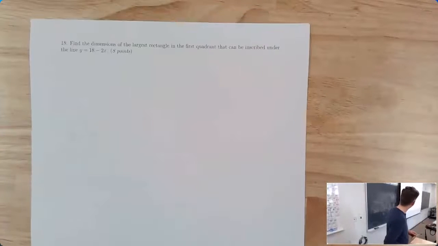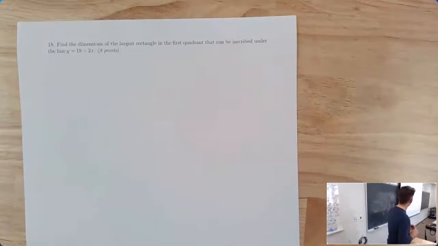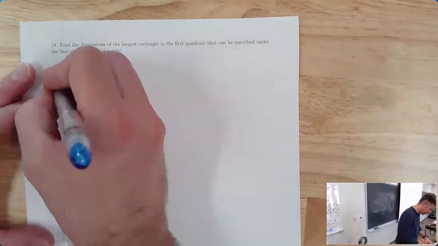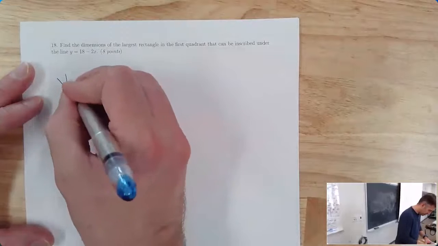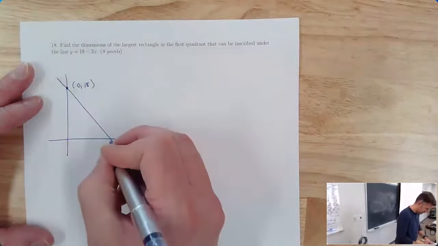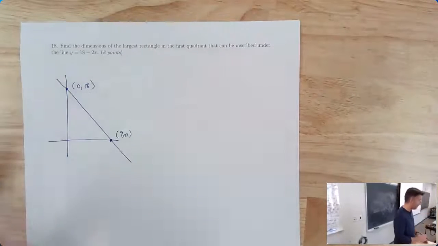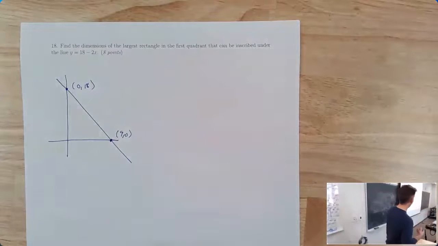Some optimization. Find the dimensions of the largest rectangle in the first quadrant that can be inscribed under the line y equals 18 minus 2x. Even though you might have seen this enough times to know that if this intercept is 18 and this intercept over here is 9, the x and the y value are kind of half of those intercepts. I know from experience I'm going to get an answer of y equals 9 and x equals 9/2. You still have to show the work.